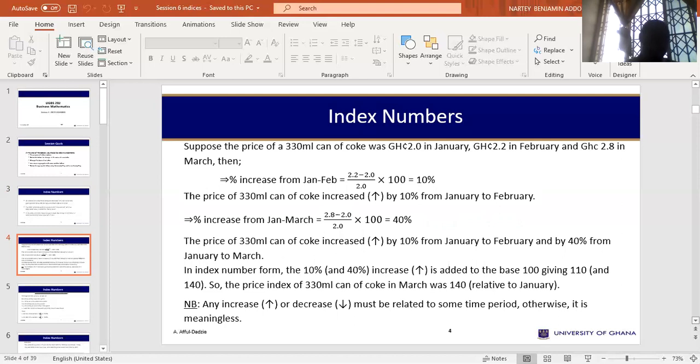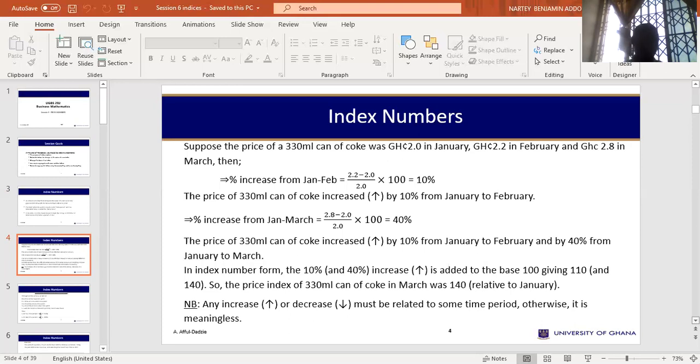But price index is a measure of the change in the money value of a group of items over a period of time. So, a measure of the change in the money value of a group of items over a period of time. An example here is the consumer price index, the CPI. You've all heard about the consumer price index.